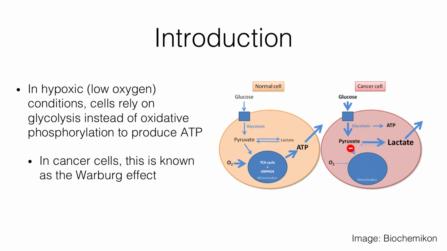In tumor cells, we know that the inner cells are not as exposed to oxygen as the outer cells, and thus these inner cells must undergo glycolysis very efficiently in order to produce ATP and keep rapidly growing and dividing. And in cancer cells, this phenomenon is known as the Warburg effect.